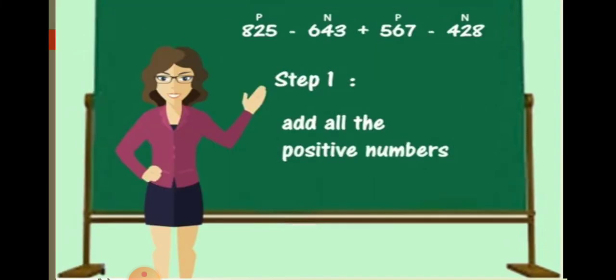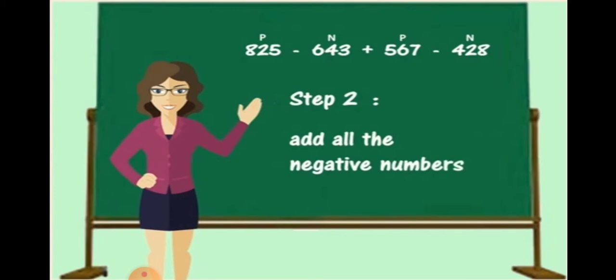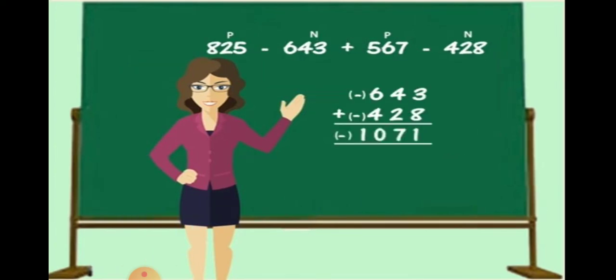So step 1, add all the positive numbers. So what are the positive numbers? 825 and 567. So we will add 825 and 567 and we will get 1392. Step 2, add all the negative numbers. You can see 643 and 428 have a minus sign and therefore they are known as negative numbers. So we will add 643 and 428 and we will get our answer as 1071.